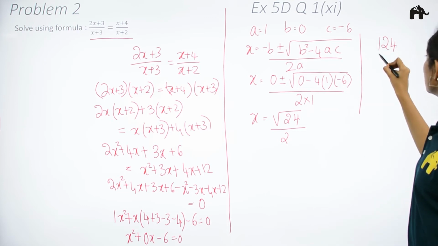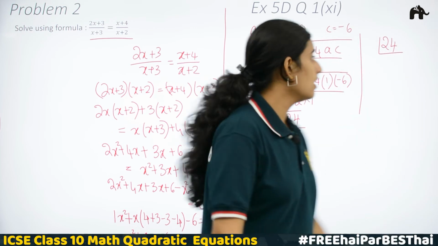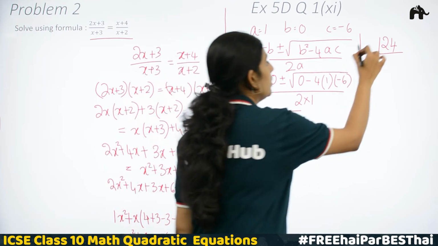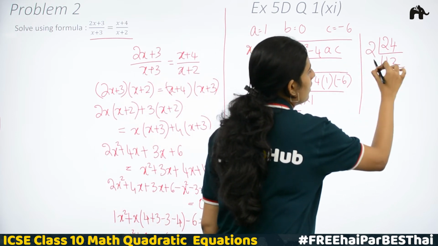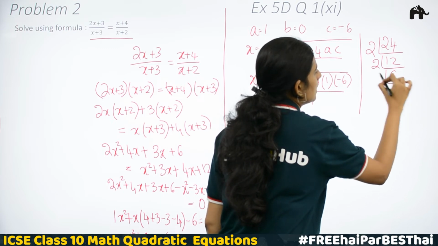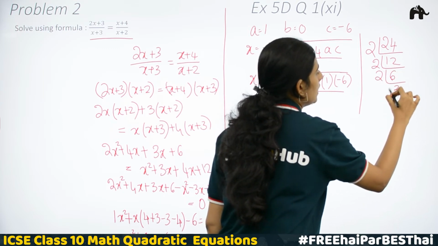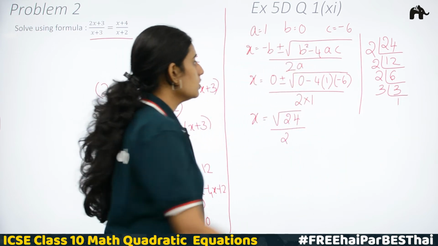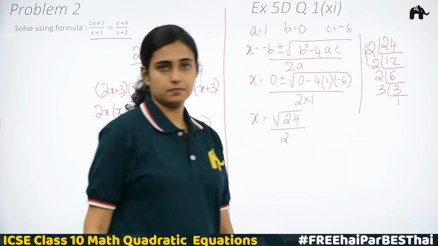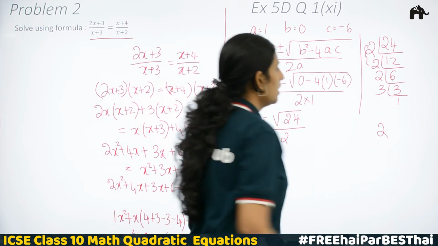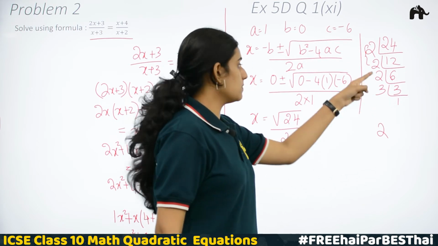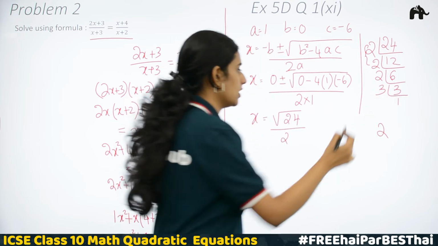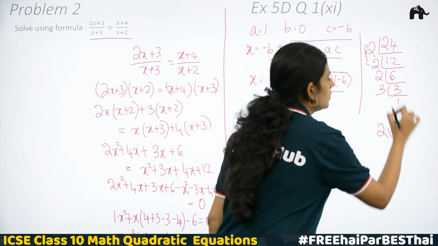Let's find by prime factorization what is the root of 24. When you divide by 2 you get 12. Dividing again by 2 you get 6. Now again by 2 you get 3, 3, 1. Okay. So here only one pairing is possible. We take 2. We cannot pair these two numbers because they are different prime numbers. So just multiply them and put inside a root. We will be getting root of 2 into 3, that is 6.